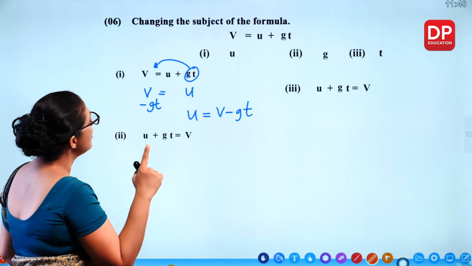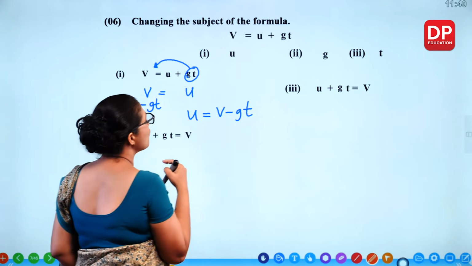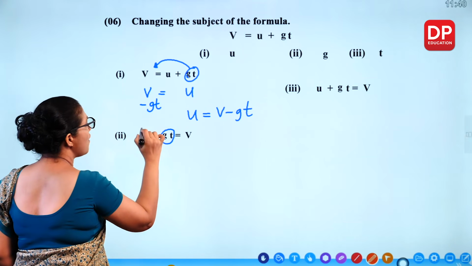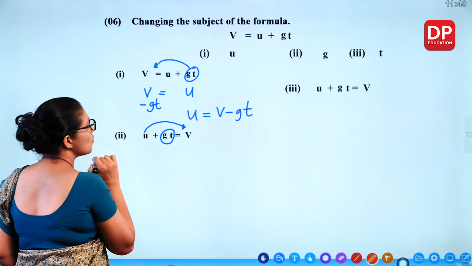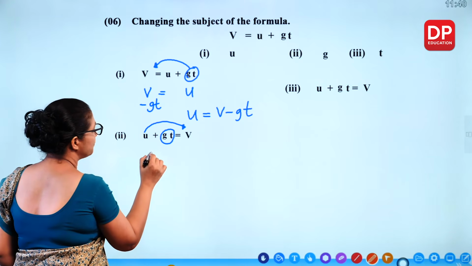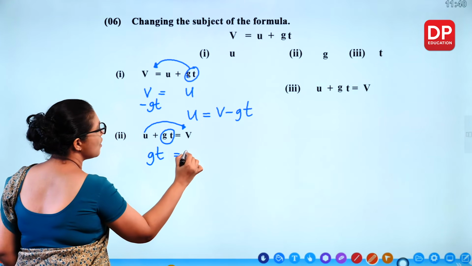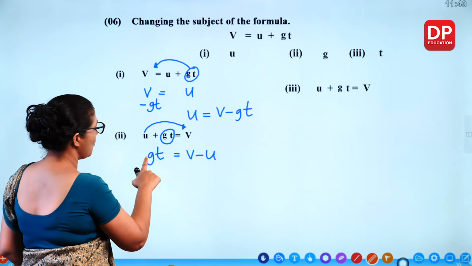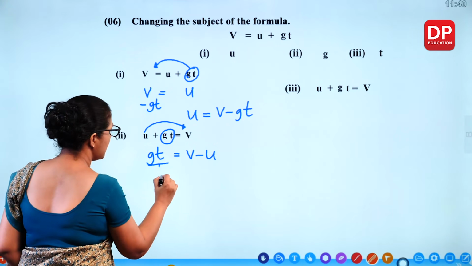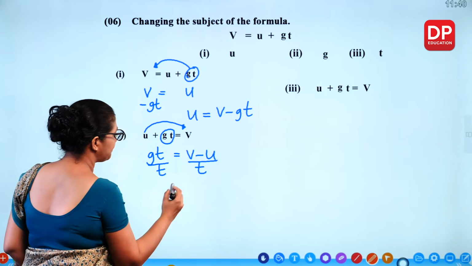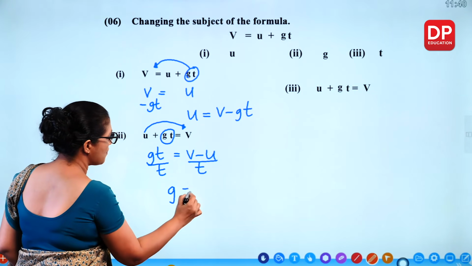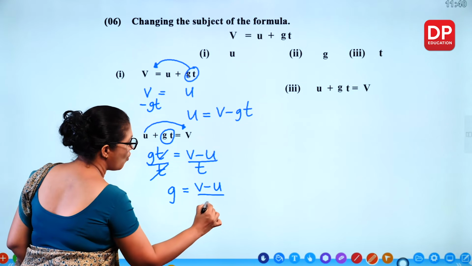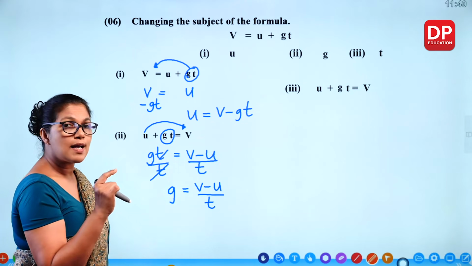Now the next one, you want to make G the subject of the formula. So that means you have to keep this one here and you have to take U to the other side. So what do you do? Subtract U. So GT becomes V minus U. Now we want G. So you have to divide both sides by T. So T gets cancelled out, G becomes V minus U over T. Now G is the subject of the formula.